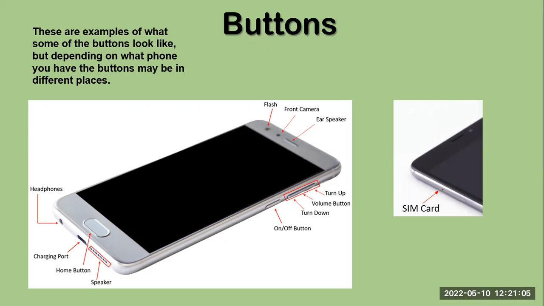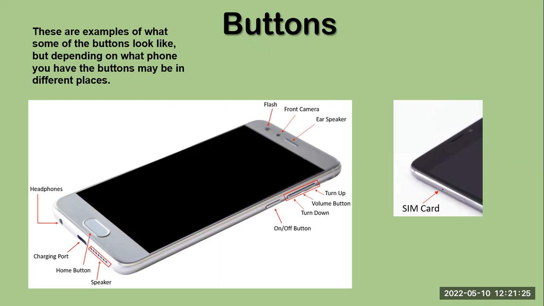For this example, at the top of the phone, there's flash, the front camera, and the ear speaker. To the right of the phone, there's the volume button. The top button is to turn up the volume, and the down button is to turn down the volume. Next to that is a smaller button. This is the on and off button.